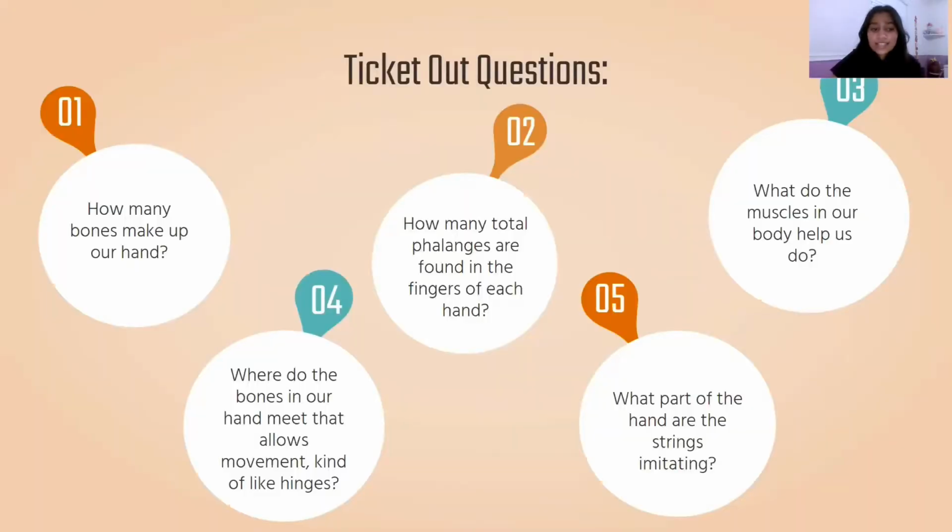Some things we learned today that you can keep in mind are that there are 27 bones that make up our hand. There are 14 phalanges found in each of our fingers. The muscles in our body help create force so we can move our bones, and the bones meet our joints, which allow for movement. And finally, the strings that we use in our activity imitate the tendons in our hand, which help us move our fingers.